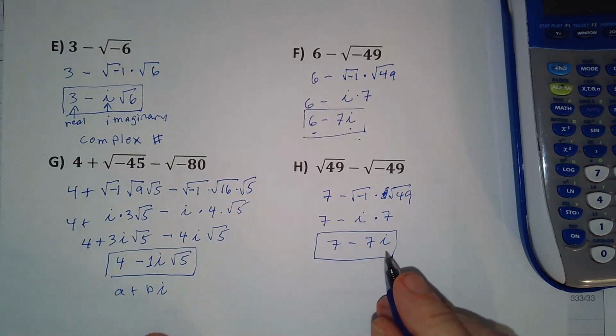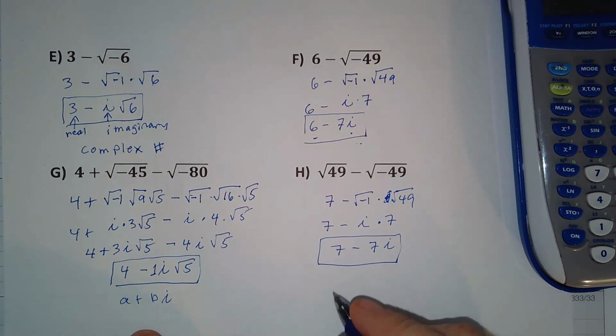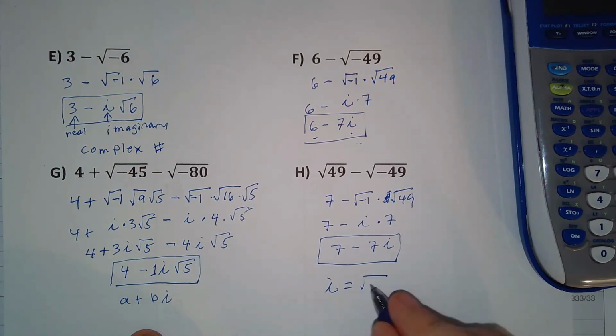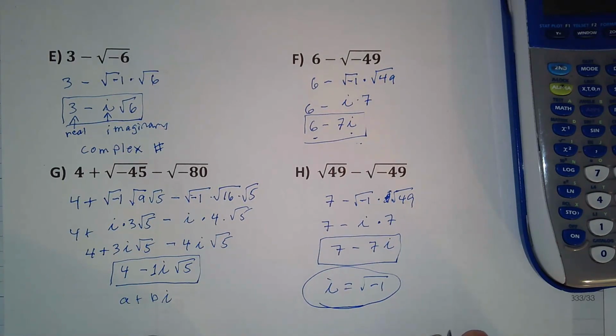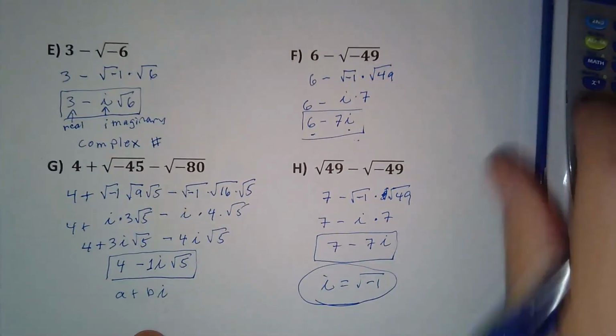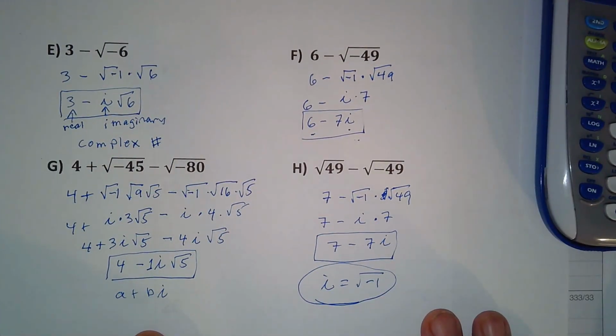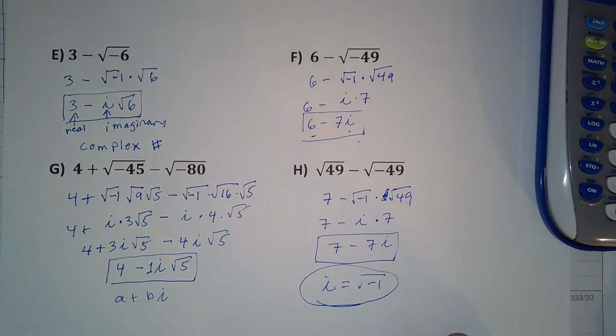So bottom line is, you've got to remember i equals the square root of negative 1. All right? That's the big takeaway from all of this. And we're going to be using that to add, subtract, multiply, and divide as we go along with this.